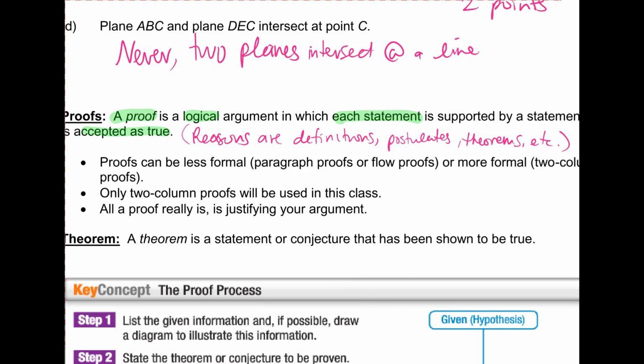All a proof really is, is justifying your argument. We're saying why this is true. Why can I do this? Why can I do this? And justifying every single step.